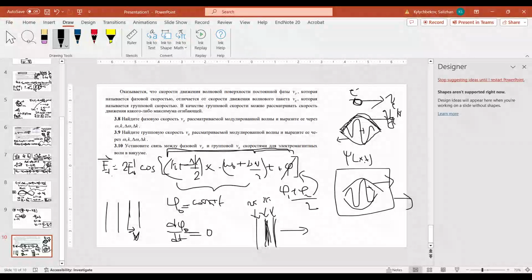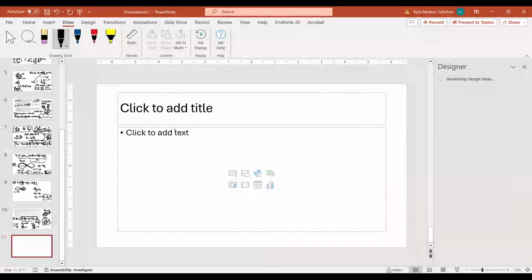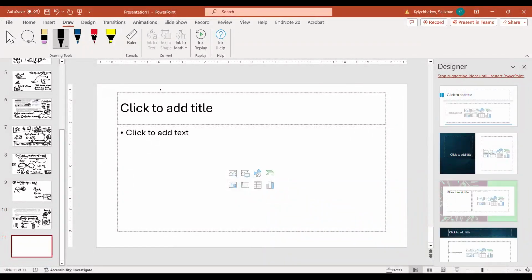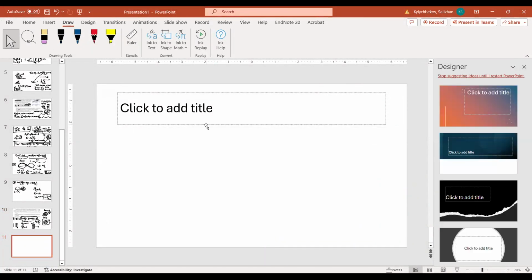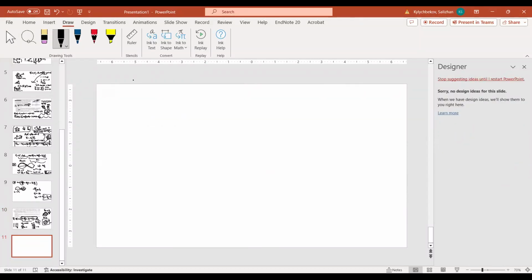dx/dt. Let me show in the next slide. When you take the derivative of that, it will be 0 plus delta k divided by 2. Oh, my handwriting. I'm really sorry. Delta k divided by 2.